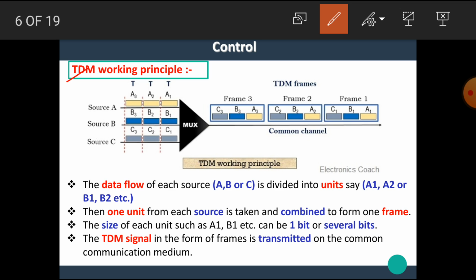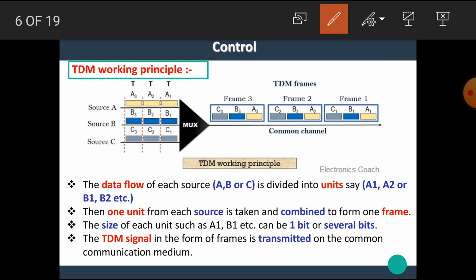In this diagram, we can see that there are three sources, source A, source B, and source C. That means these are the sources of the input signals. The signals may be analog or digital in nature. These signals are multiplexed in the multiplexer and they are transmitted over a communication channel in the form of different frames. Let's see the details of each one by one.